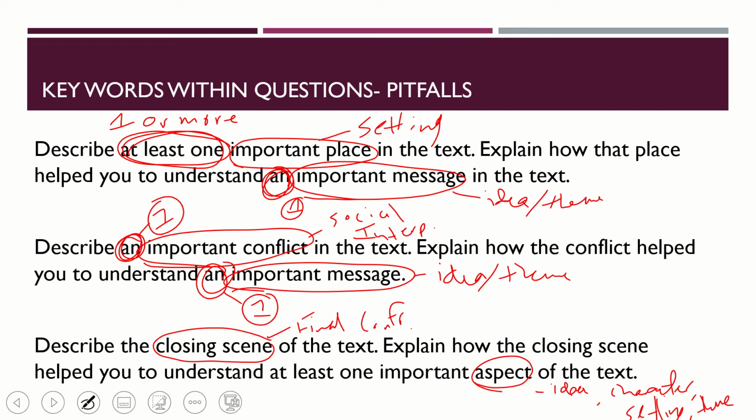But if we look again, describe the closing scene of the text, explain how the closing scene helped you to understand at least one important aspect, okay? At least one. So again, one or more. So this question's quite interesting because an important aspect of the text, so a theme or a character or a setting, whatever, that's quite broad. I could discuss a range of those, but I'm limited by just the one scene, okay?